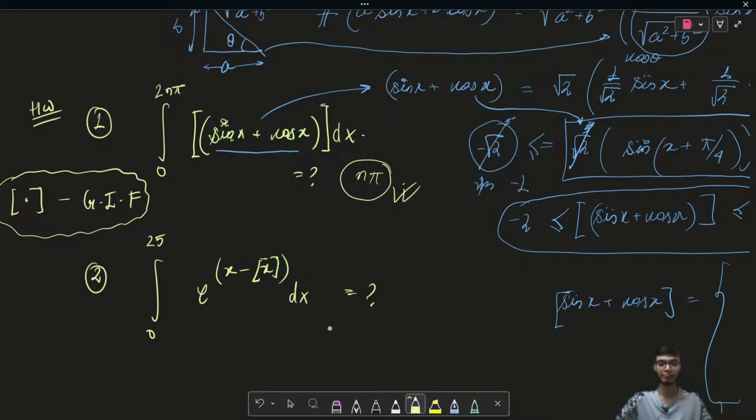I hope this is clear, right? Oh, minus of n pi, right? Minus of n pi is going to be the final answer. I hope this is clear to all of you.